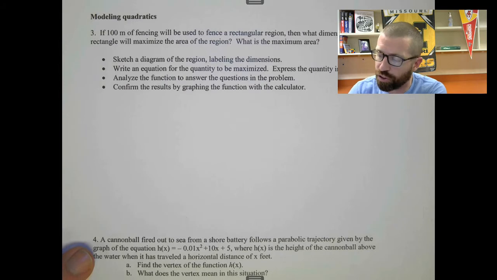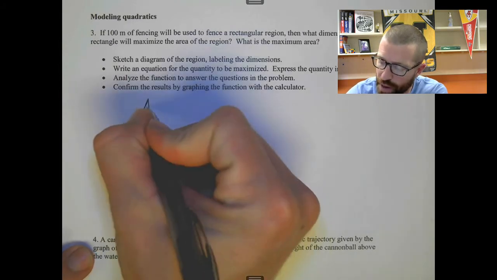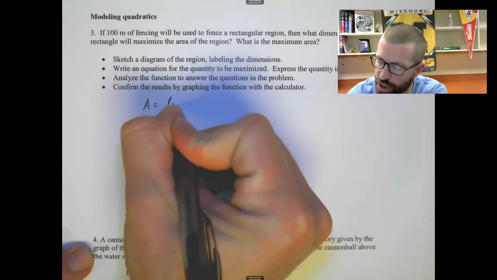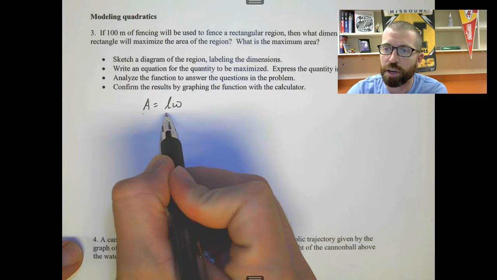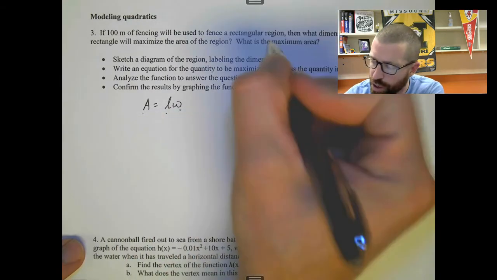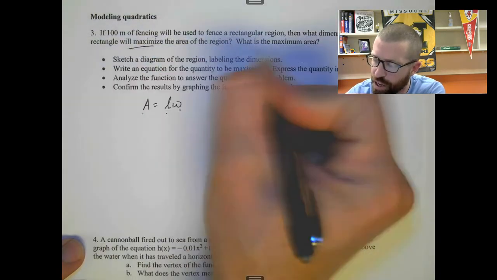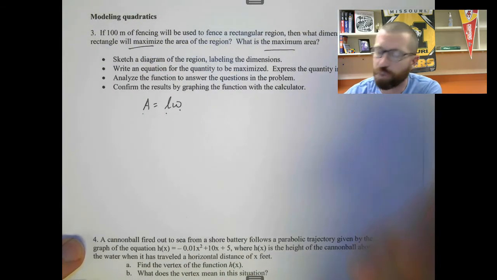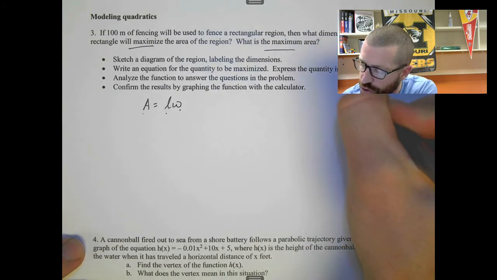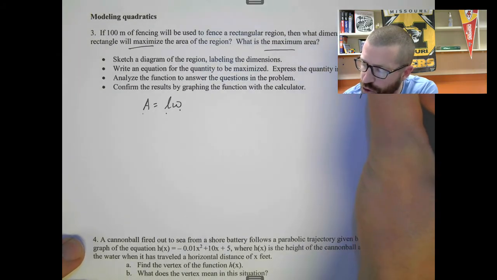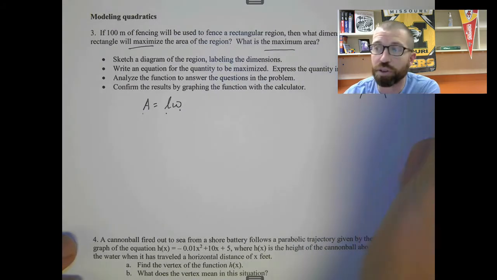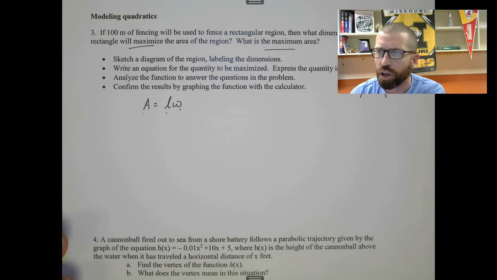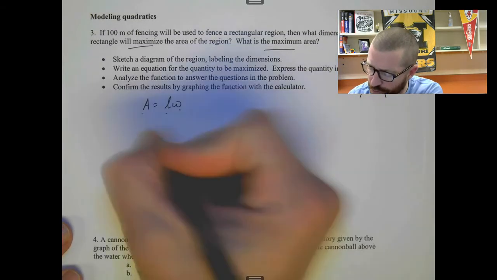So first let's identify a formula for what we're maximizing. That's area, and area is length times width. Now, if we think about a maximum, the strategy we're going to use is to look for a quadratic equation where we can find the vertex, because that will give us a maximum value. So let's see if we can set up this picture.